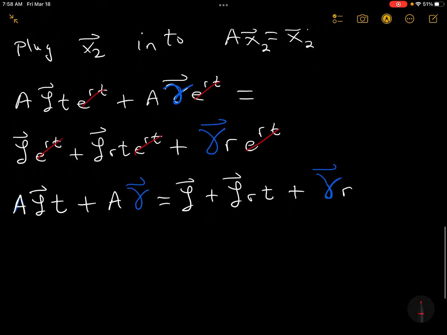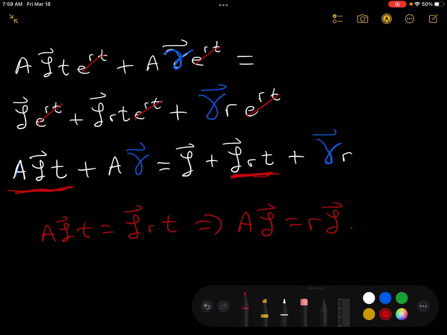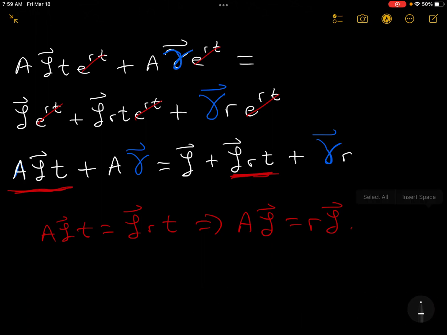This is super cool. If I equate the terms with t's in them, I have this guy and this guy. So I have A zeta t equals zeta RT. Well, t is non-zero, so I can divide it out, and this says A zeta equals R zeta. This is key.